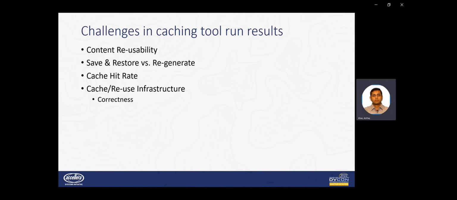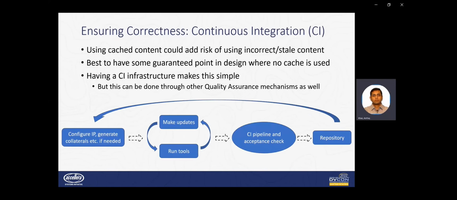The other piece we want to emphasize is that because these are large-scale designs, you are dealing with billions of transistors. At some point, you want to make sure that the design is fully correct. You are not using some cached content that is stale. So that correctness has to be checked at some point. It can be done in many ways, but in this paper, we have focused on having an infrastructure that supports continuous integration. So let's talk about that real quick.